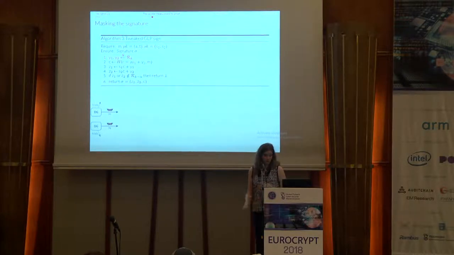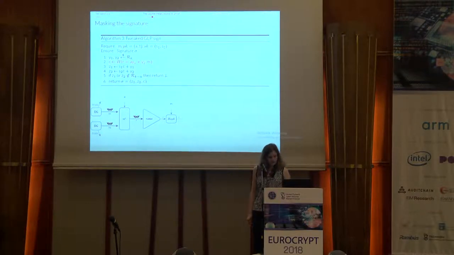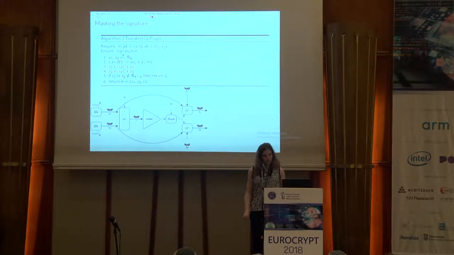So to prove the security of GLP sign, we did the same. We divided it into blocks. First, we used the same blocks as for the key derivation, so data generation, which outputs Y1 and Y2 in mask form. Then we compute the same arithmetical block to get the commitment R. And since R was proved not sensitive, we unmask it with the full add block. Then we hash it with the message to get the challenge. And then with this, we can compute Z1 and Z2, using Y1 and Y2 in mask form.